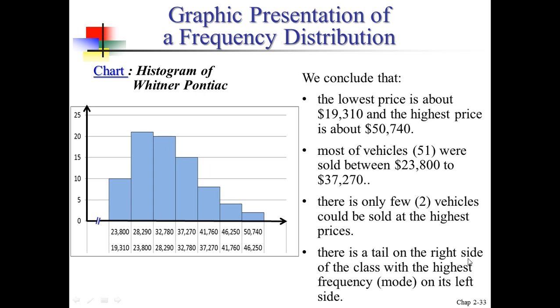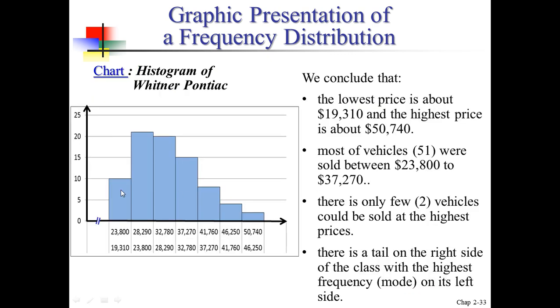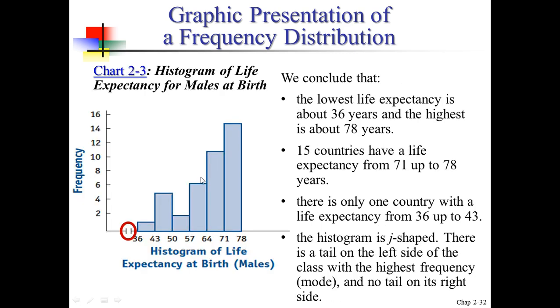Okay, there's a tail on the right side of the class with the highest frequency mode on the left. That's why this is animal side. So animal side, if our histogram shape or histogram graph is not symmetric, it's like animal side, it's not symmetric. What does it mean symmetric?